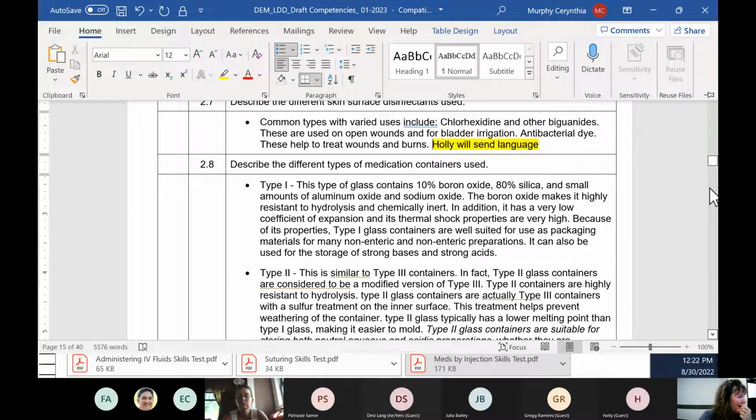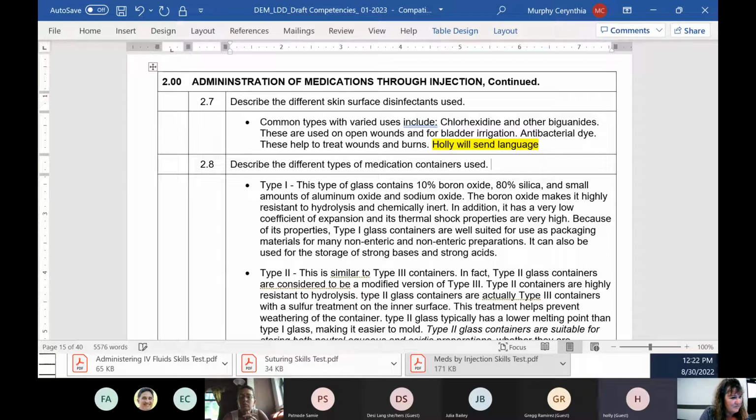Okay, what about 2.8, Holly? I would say this is way more detailed than we're ever going to need to know. I personally didn't know that the type 1 glass containers were 80% silica. There could be different kinds of glass. Think like multi-dose vial, single-dose vial, ampule. Yeah, that's what we're looking at.